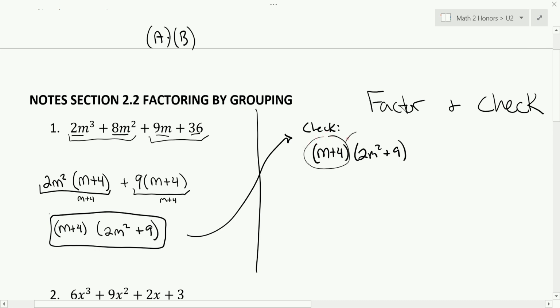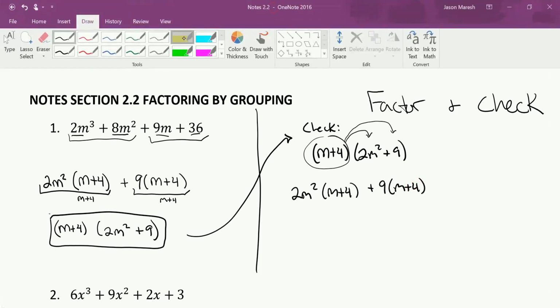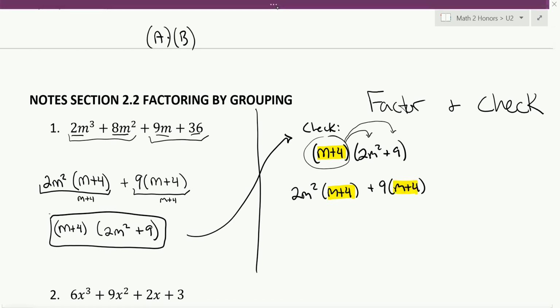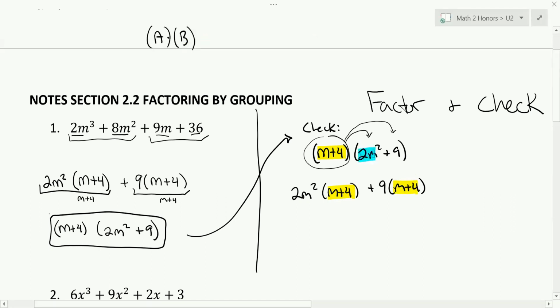We're going to distribute, because on Friday I talked about a new way to multiply. So we're going to distribute that m plus 4 to 2m squared. And we're going to distribute to the plus 9. At first it's a little hard to see where things are going, so I'm going to highlight where pieces are. I'll distribute that m plus 4 to both the 2m squared and to the 9.